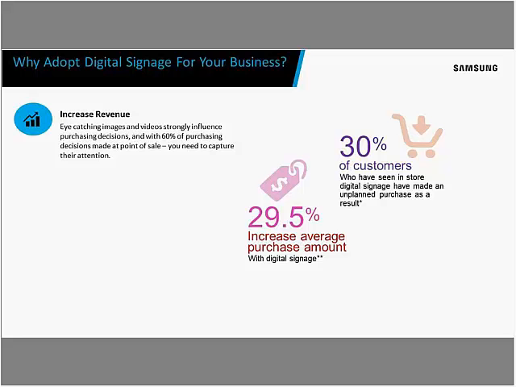So obviously, you guys want to increase your business. So let's talk about increasing revenue. When you have digital signage, those eye-catching images and video can strongly influence purchasing decisions, or even decisions where people are going to come and ask additional questions that will lead eventually to a sale or to an enhanced service, etc. And with 60% of those purchasing decisions being made at the point of sale, you really need to be able to capture their attention. And when you look at retail, there's a 29.5% increase in average purchase amount when you have digital signage. And 30% of customers who have been in a store with digital signage have made an unplanned purchase as a result.